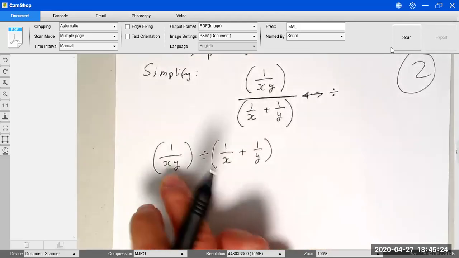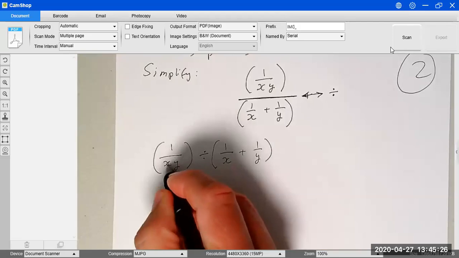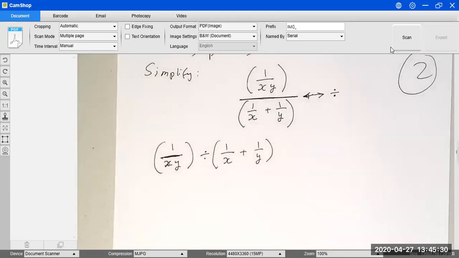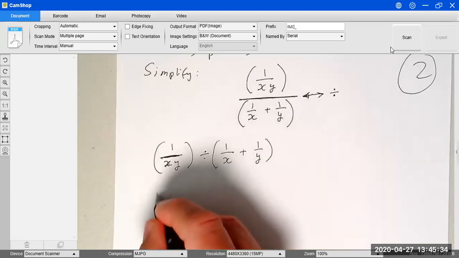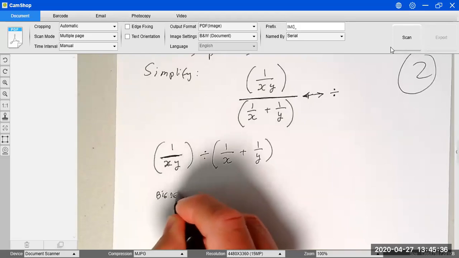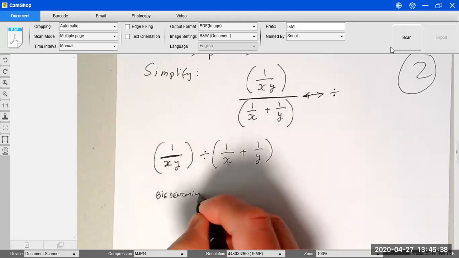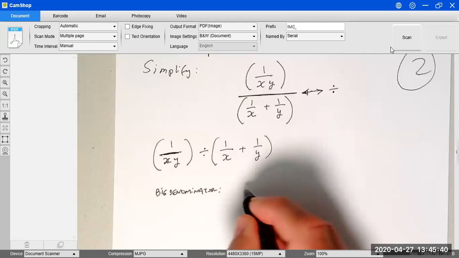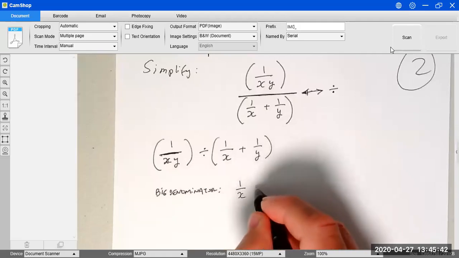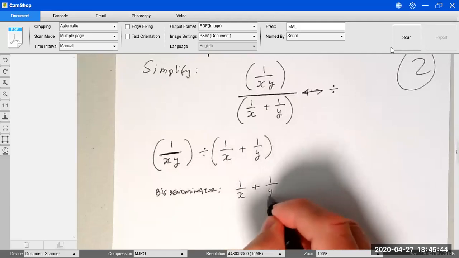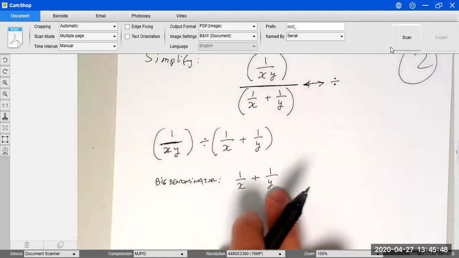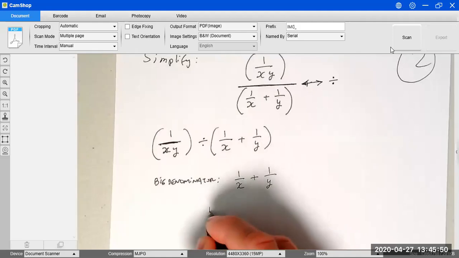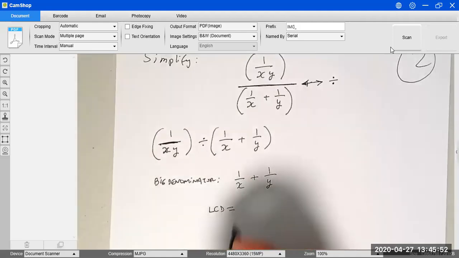So the first one, the numerator, is already in a simple way because it's just a single fraction. It's a single rational expression. The second one is an addition, so I'm going to work with the big denominator only. I'm going to add 1 over x to 1 over y. So you see, again, these are different denominators, so I need to find the least common denominator.